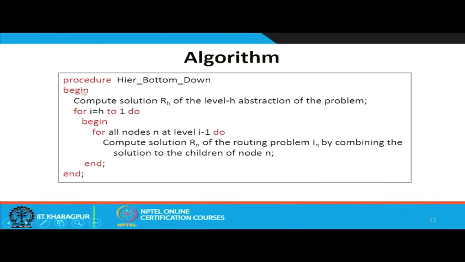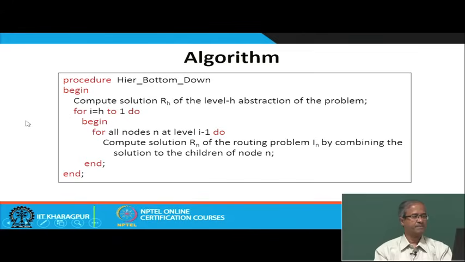So, again this is the algorithm for bottom up. For all nodes at the bottom level, you compute the solutions by combining the solutions of the children nodes. You go on repeating this from the leaf nodes down to the root node, in bottom up fashion. This is just the conceptual steps.